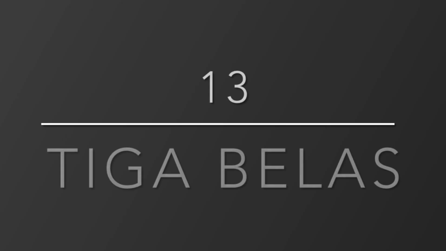The word for 13 is tiga belas. You will see a pattern now. For the numbers 12 to 19, all you do is use the numbers for 2 to 9 and add belas at the end of it. So we saw dua belas for 12, 2 plus belas. And now we see tiga belas for 13, 3 plus belas. Tiga belas, 13. Tiga belas, tiga belas.